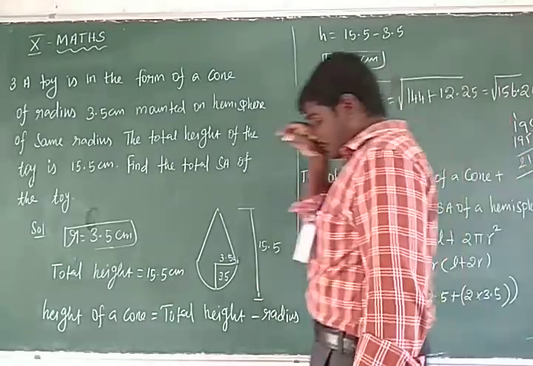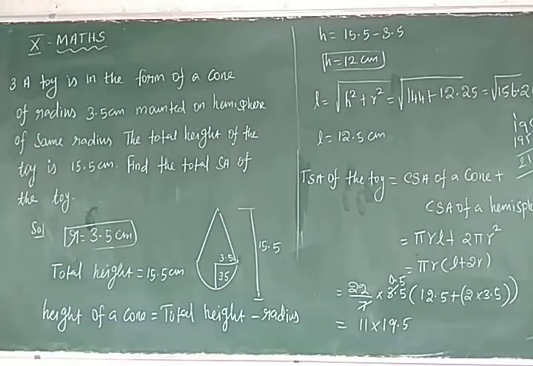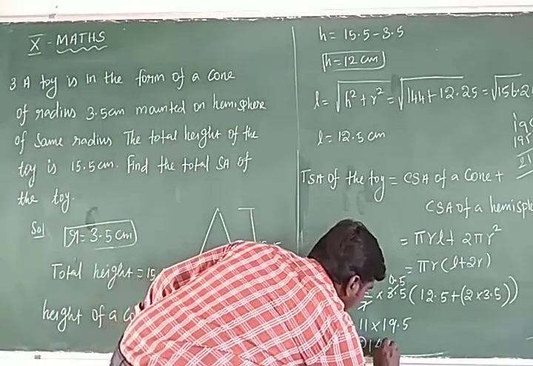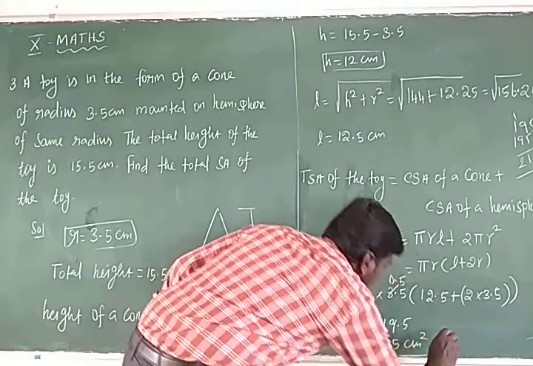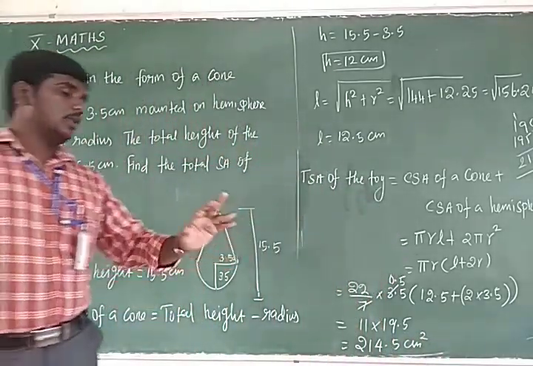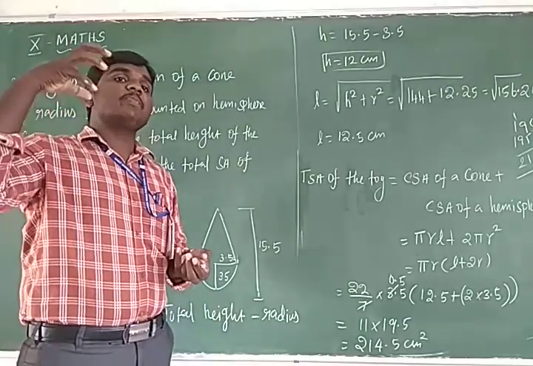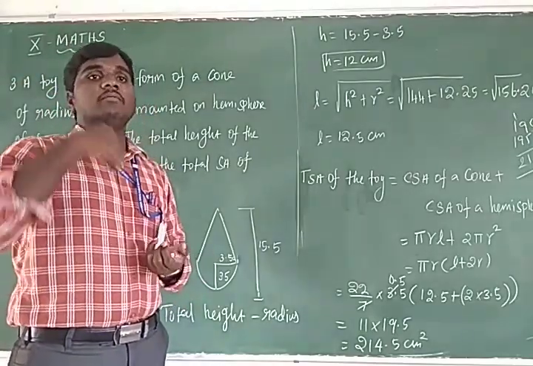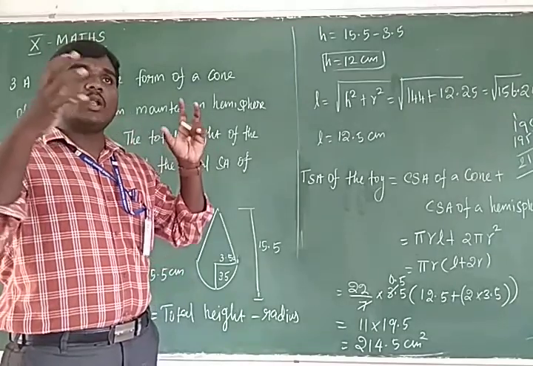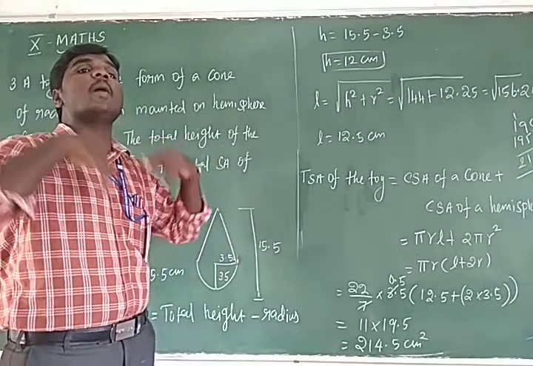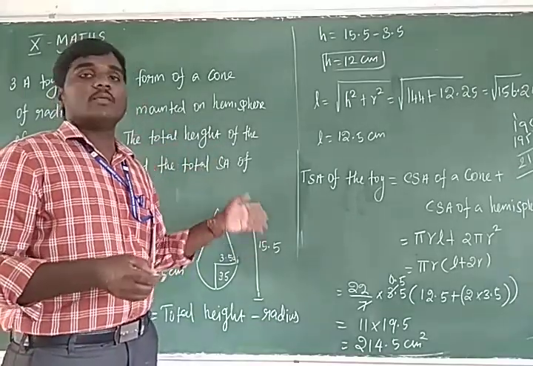So what is the answer? 214.5 centimeter square. So that's all for the total surface area. First you understand the given shape by visualizing it. Imagine how the shape given in the toy looks. Then easily we can find the answer.